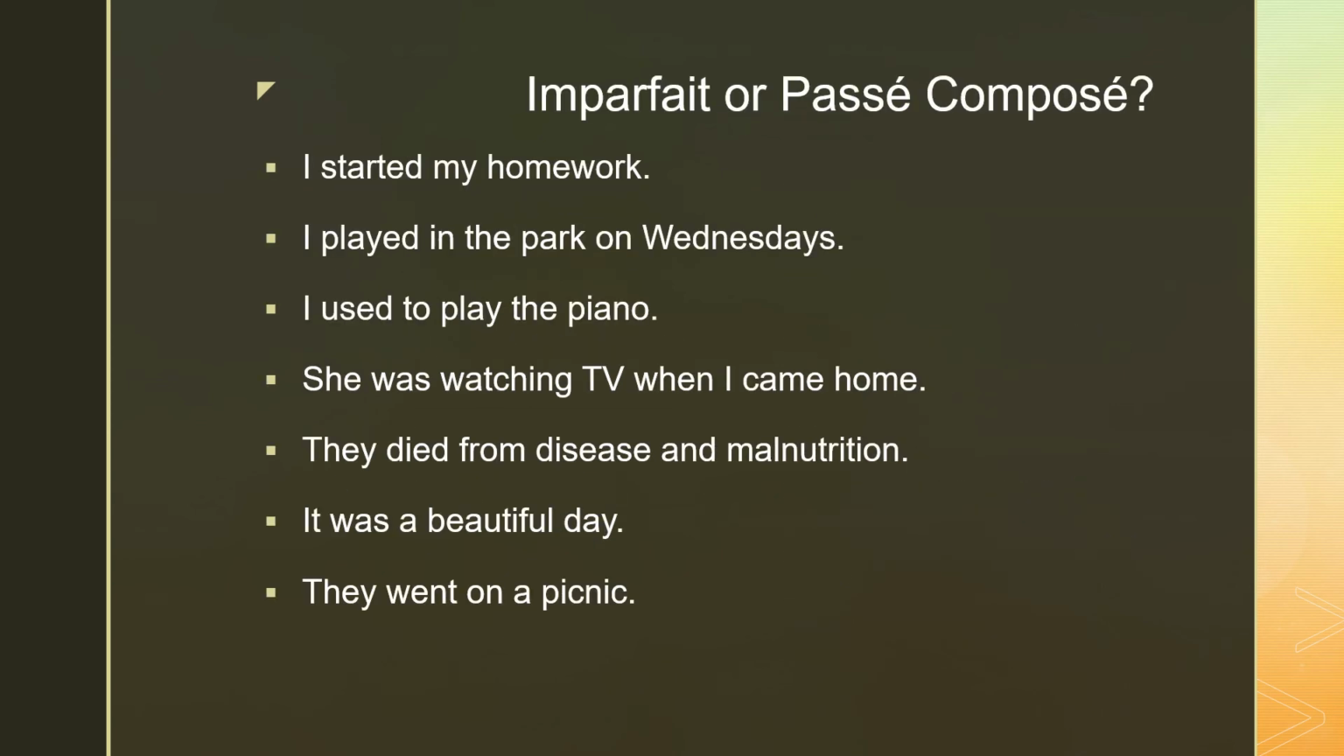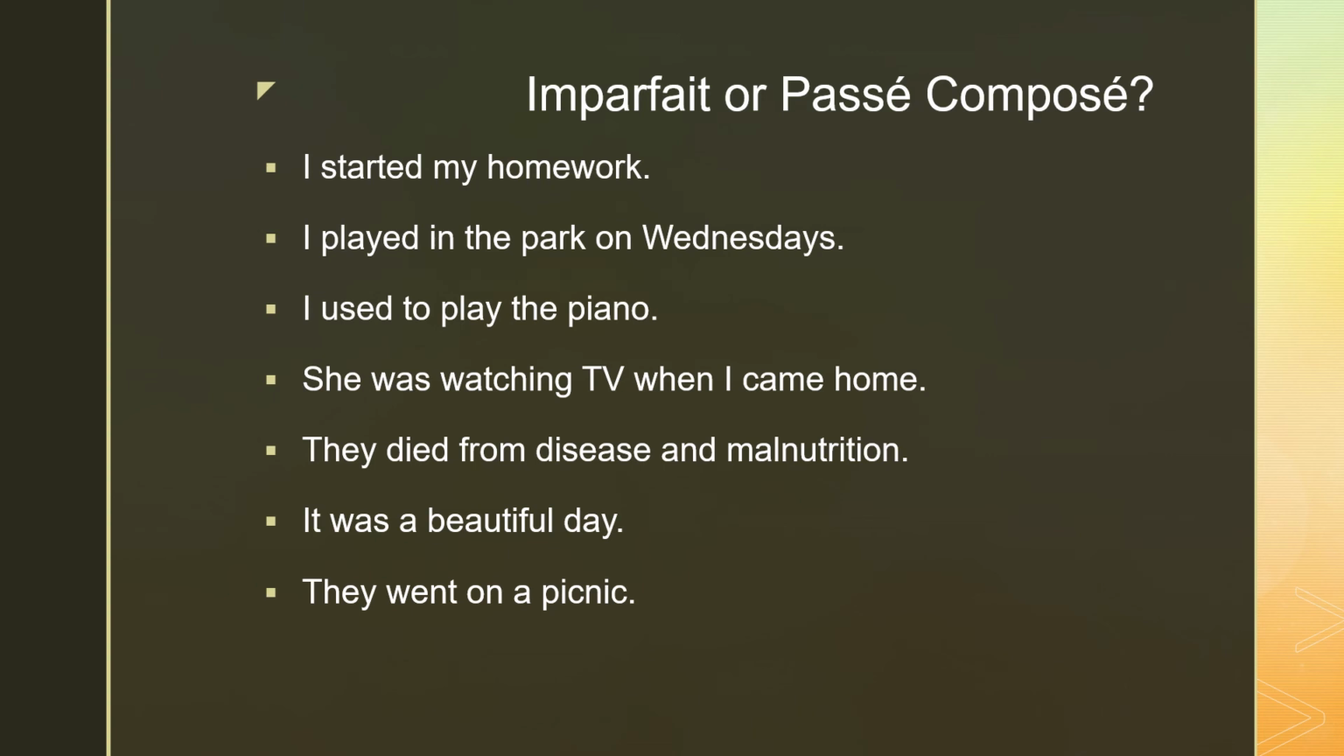Imparfait or passé composé? Taking a look at some of these sentences. I started my homework. Would that be imparfait or passé composé? Is it "I was verbing" versus "I verbed"? Is it talking about something I got interrupted in or did repeatedly? Or is it talking about something I only did once and finished? Is it giving me a description of the story or the action of the story? I started my homework. If you said passé composé, you are correct.